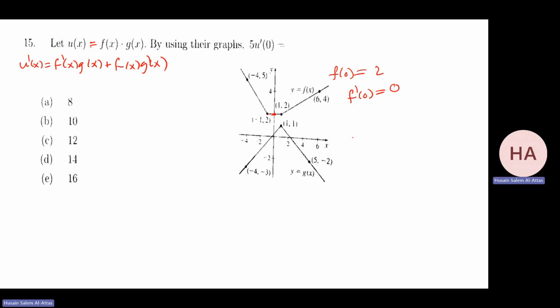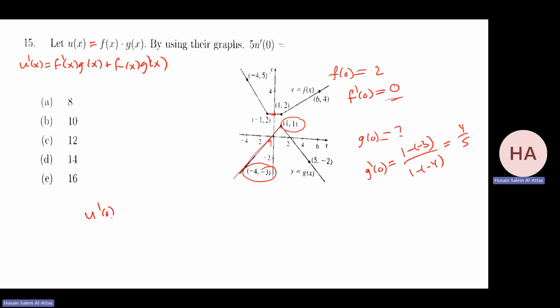Now it comes to g. G at 0, it will be a value. I'm not sure what it will be. Since I multiply it by 0, I don't care. When it comes to g prime at 0, how to find it? I need 2 points. Yes, it's this line I need. So I have this point and this point. So find delta y: 1 minus minus 3 over 1 minus minus 4. So it will be what? 4 over 5. So now plug it.